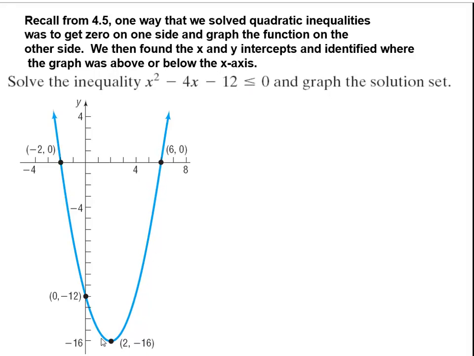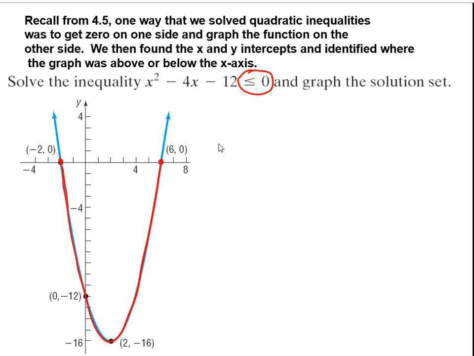So that was this piece of the graph here. We're looking for where the y values were negative. That was this piece of the graph that in this case turned out to be between the x-intercepts. So if I pick any value, suppose x equals 4, I get a y value that's negative, and that's going to satisfy this inequality. If I pick anything to the right, like x equals 7, I'm going to get a y value that's positive, and that's greater than 0, not less than or equal to 0. So we did a very visual way of solving inequalities in 4.5.